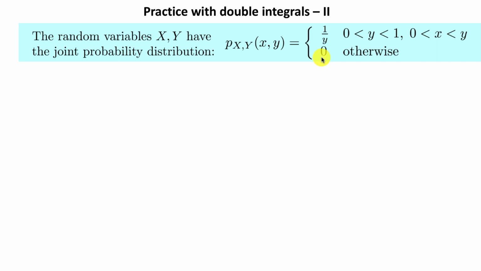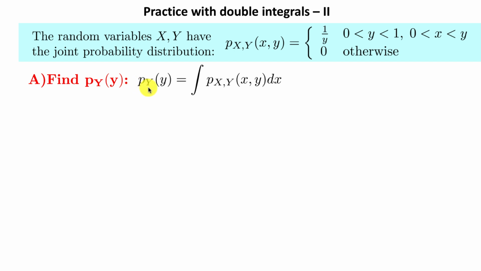In this question, we are asked, first of all, to find the marginal probability distribution in y. So, of course, you get that by integrating over all values of x. Here, y is to be kept constant during this integration. And now the question is, where is this integral being evaluated? In other words, what are the limits here? I remind you that if y is negative, or if y exceeds 1, then, of course, the probability distribution in y will be 0.